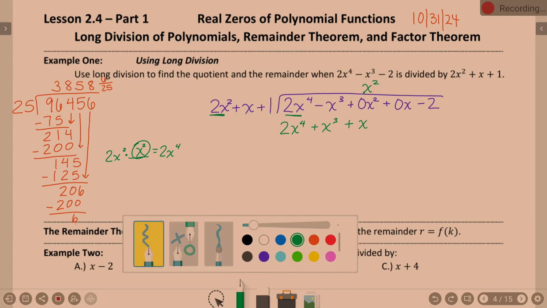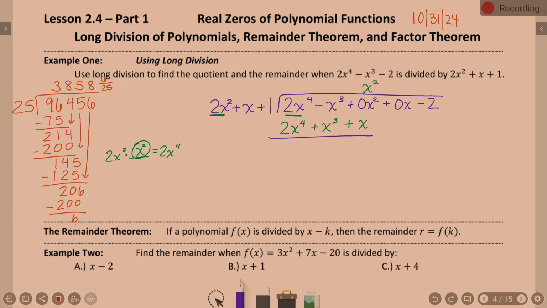And then what are we going to do? Give me a different word than cancel. Subtract. Officially, in long division, you are subtracting. Now, if you've done this correctly, the first term should always cancel out. 2x to the fourth minus 2x to the fourth is 0. What about my next term? 0. Negative x cubed minus x cubed. So basically, what's negative 1 minus 1? Negative 2. Negative 2x cubed.